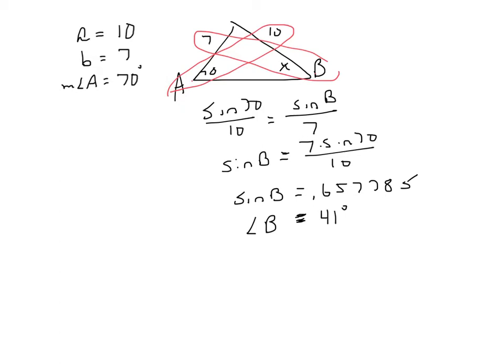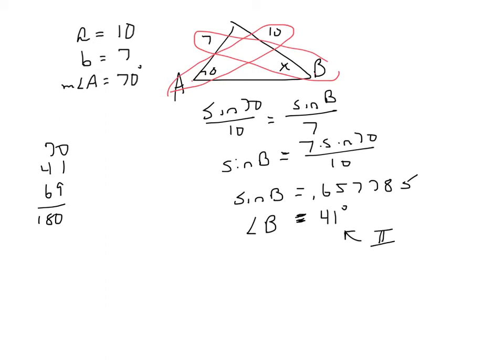When I inverse sine that, that's sine to the negative 1 on your calculator, remember, the angle B turns out to be 41 degrees, which means, yes, angle B exists. My first triangle would be 70 degrees, 41 degrees. That together makes 111, which means the missing piece is 69 degrees. Those together add up to 180. Perfect. Triangle number 1.